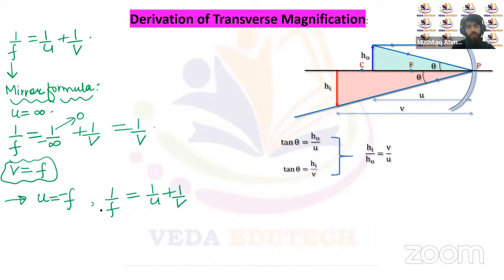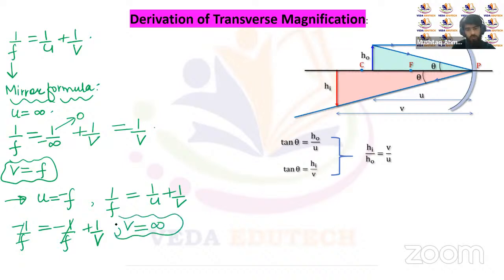Now substituting the value of u equal to minus 1 upon f, since focal length is also negative, so it will be minus 1 upon f plus 1 upon v. From here you can see the value of v will become infinity. It means the image will be formed at infinity, or at infinite distance from the pole of the mirror.